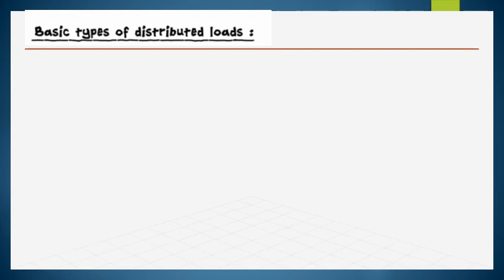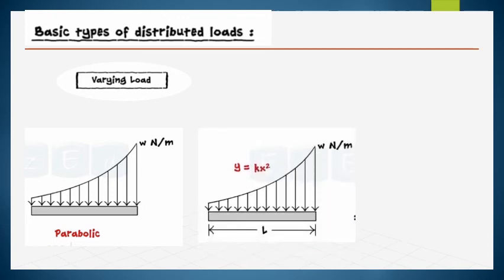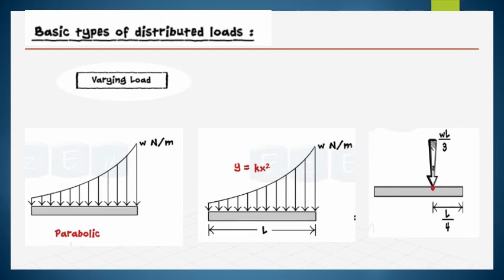So another type of distributed load is the varying load. If the load varies along a curved surface, it is called a varying load. It can be parabolic or any shape. Its equivalent load is calculated by the equation of the parabola, y equals kx squared, and its total intensity is WL by 3, and it acts at the centroid of the parabolic shape, that is L by 4. Okay.